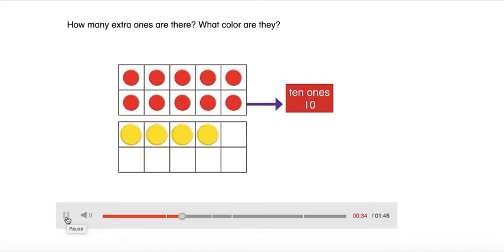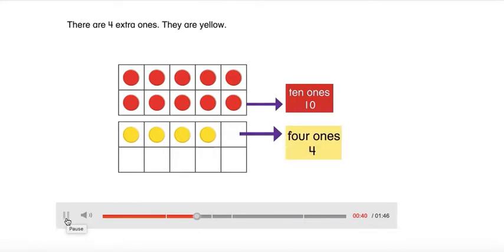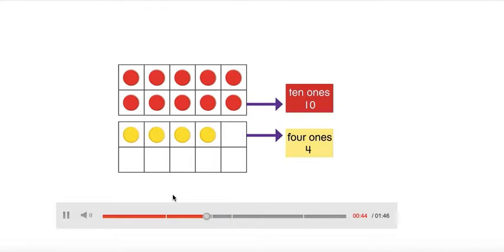How many extra ones are there? What color are they? There are 4 extra ones. They are yellow. What equation can Jada write?